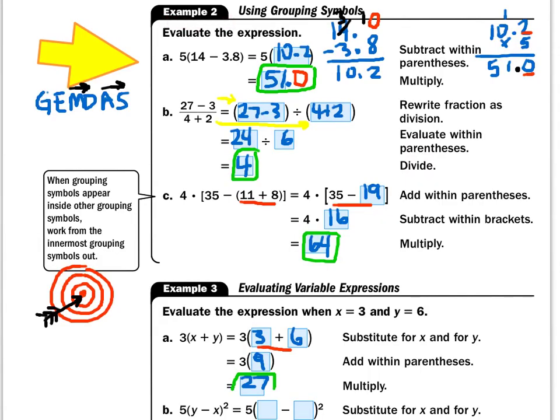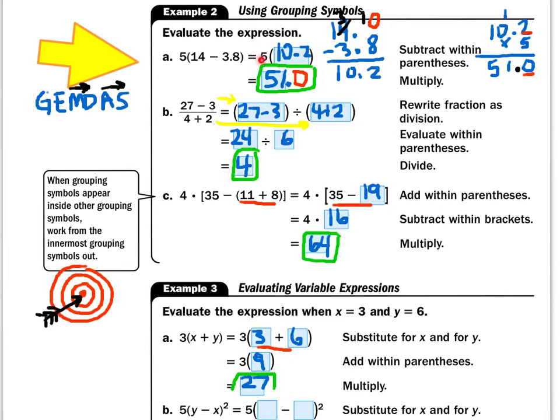Okay, let's look at example 2 using grouping symbols. So evaluate the expression. Remember, with GEMDAS, we always look for grouping symbols. And look at letter A. I see those parentheses. So we have to do what's inside the parentheses first. Well, in order to do 14 minus 3.8, you have to show your work, okay? So I have 14 point, and I added that 0, minus 3.8, and notice how I lined up the decimals. And so I subtracted and I got 10.2. You bring that decimal straight down.